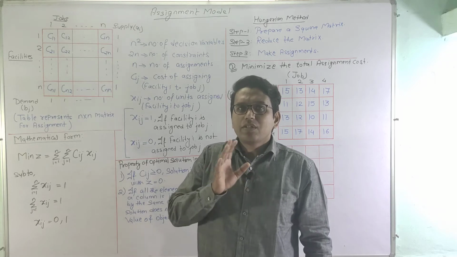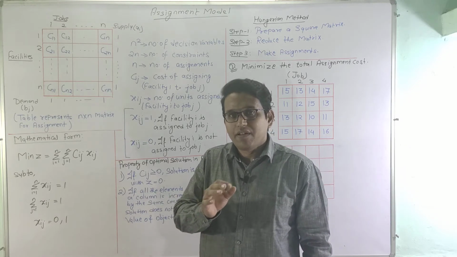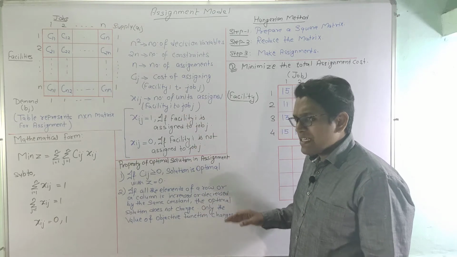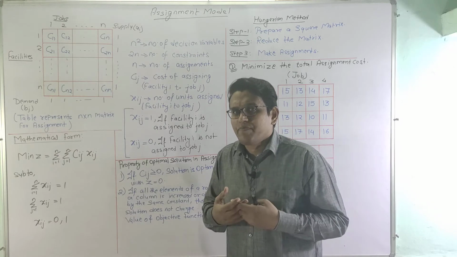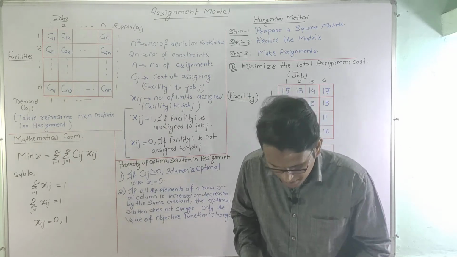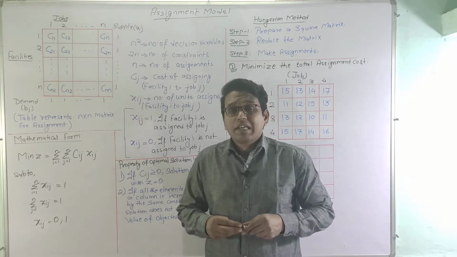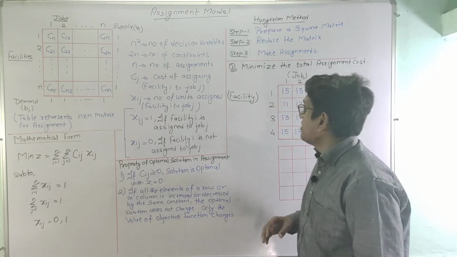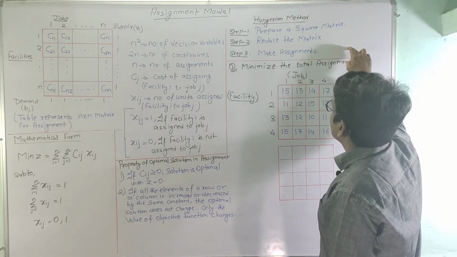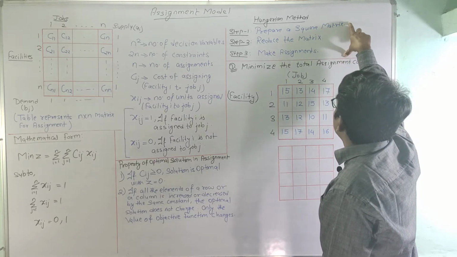The only thing going to change is the value of the objective function, that is the value of z. So after understanding these two properties, we can easily solve the assignment model. So let us see what methods we follow to solve the assignment model. In the assignment method, we use the Hungarian method to solve this problem. So let us see the basic steps we need to solve the assignment problem.